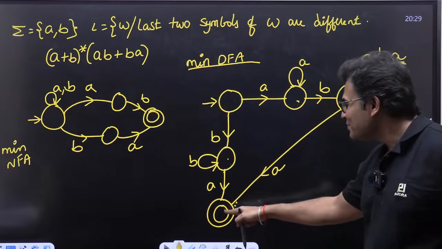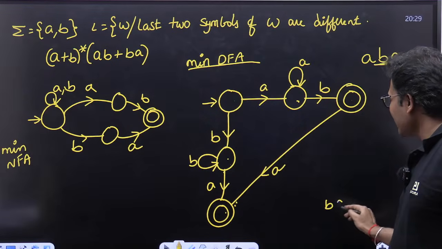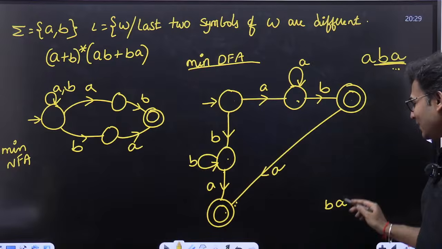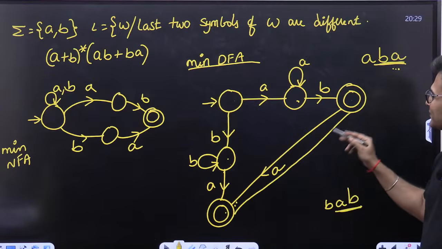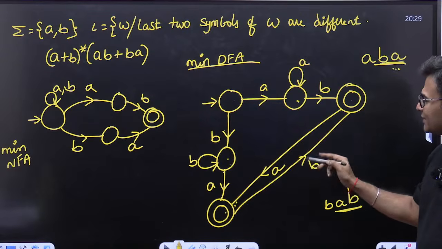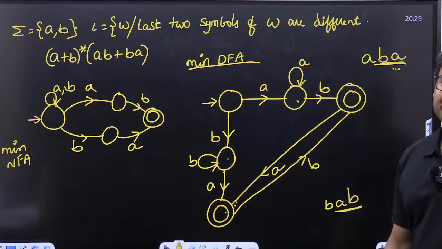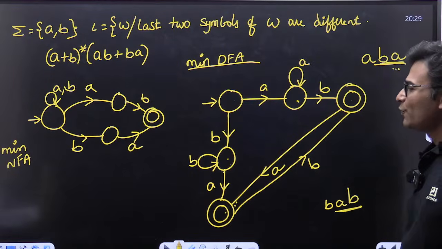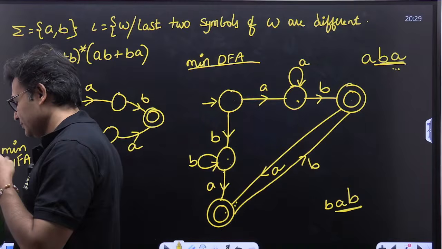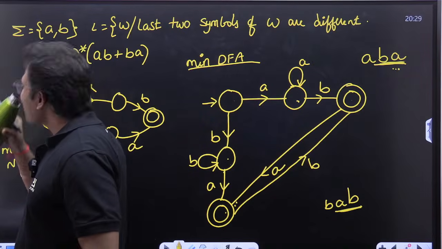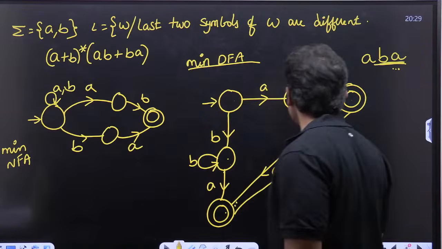Now if I get a B here, already I have seen BA. If I get a B, it is ending with AB, right? So you have to go back here. It is ending with AB. Is it done? It is not yet done. Can you complete that? Now let me complete it, okay?